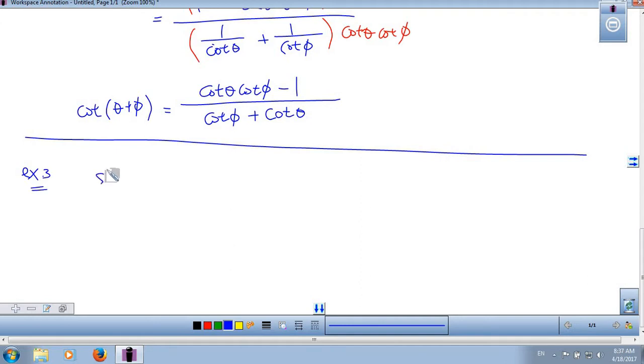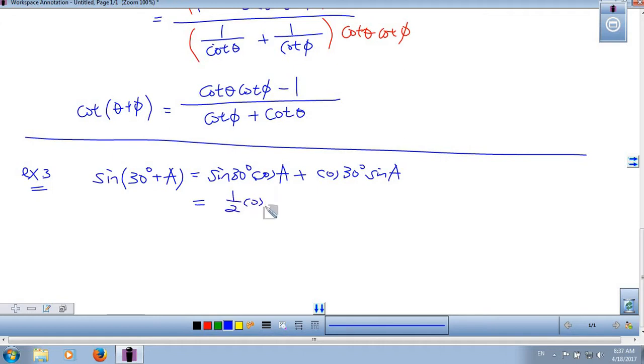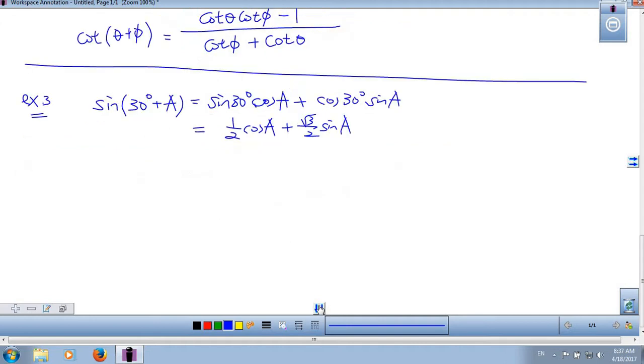So for example, what about sine of 30 plus a? When you have expressions rather than just all angles together, you still go ahead and do the same thing. So sine of 30 times cosine a, plus cosine 30 degrees times sine a. But we can simplify this because we know what sine 30 is: 1/2 cosine a. And we know what cosine 30 is: square root 3 over 2 sine a. So if you encounter problems like this, you can simply use the formulas to help you expand it.